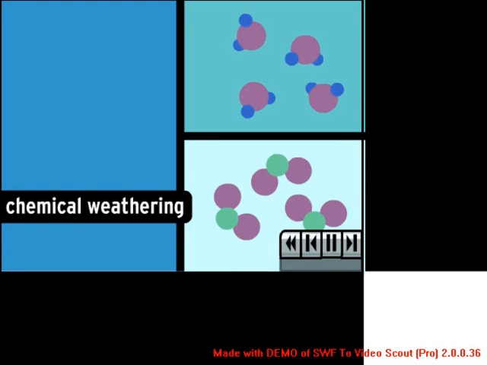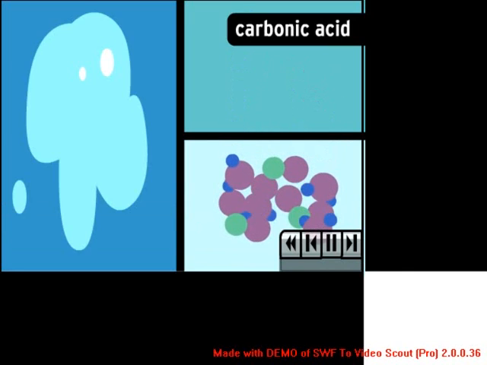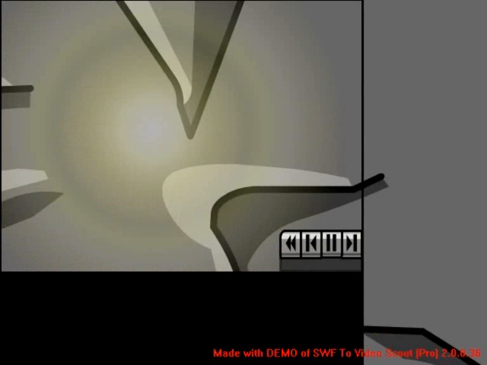Chemical weathering happens when water, air, or other substances react with the minerals in rocks, soil, and building materials to change their chemical composition. When water reacts with the carbon dioxide in the air, it makes carbonic acid. Carbonic acid reacts with the calcite in limestone. Over thousands of years, an entire cave like this can form from chemical weathering.